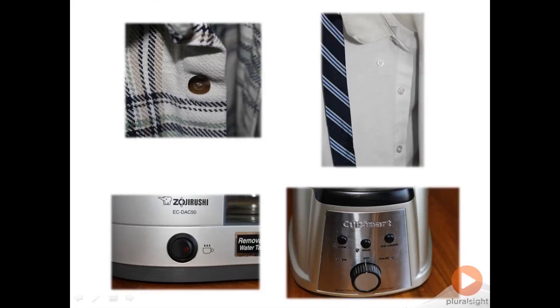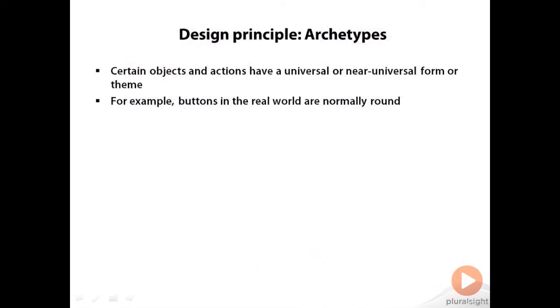This is an example of a design principle known as archetypes. In the real world, there are certain universal forms that we just grow to expect. We expect elevator buttons to be round. So if we see something on an elevator panel that's round, we tend to leap immediately to the conclusion that it's a button. Now, in this case, of course, it's not, but it takes a careful look to see that.